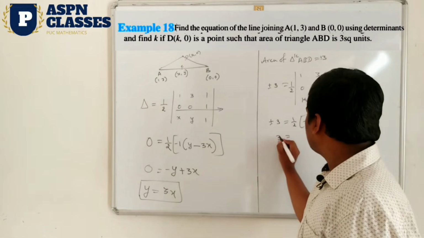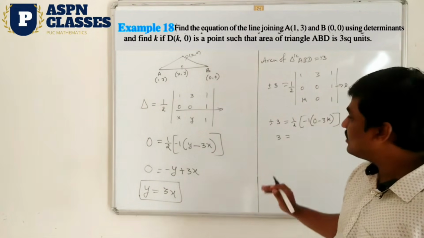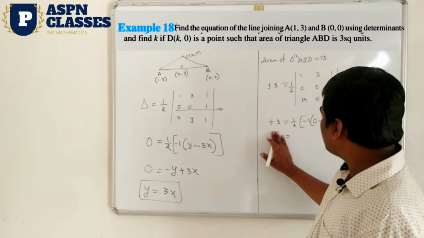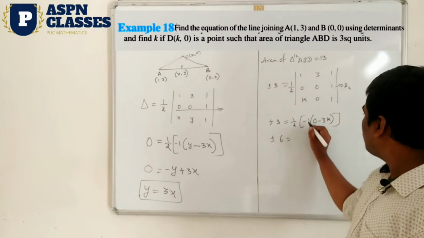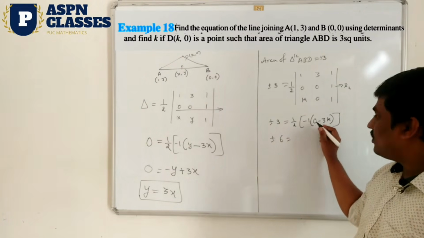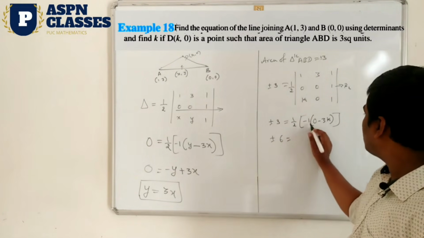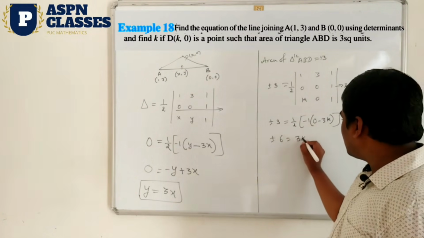And 3, 2 you have to shift to this side. What is the answer? This result, 3 into 2 is 6 only. Plus or minus 6 is equal to minus 1, and this is 0, leave it here. Again multiply 0, same answer. This minus minus plus, this result is 3k.